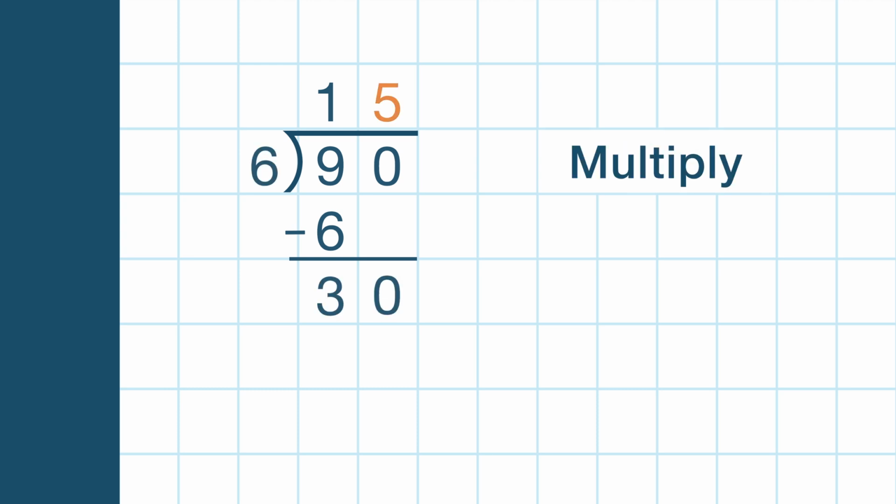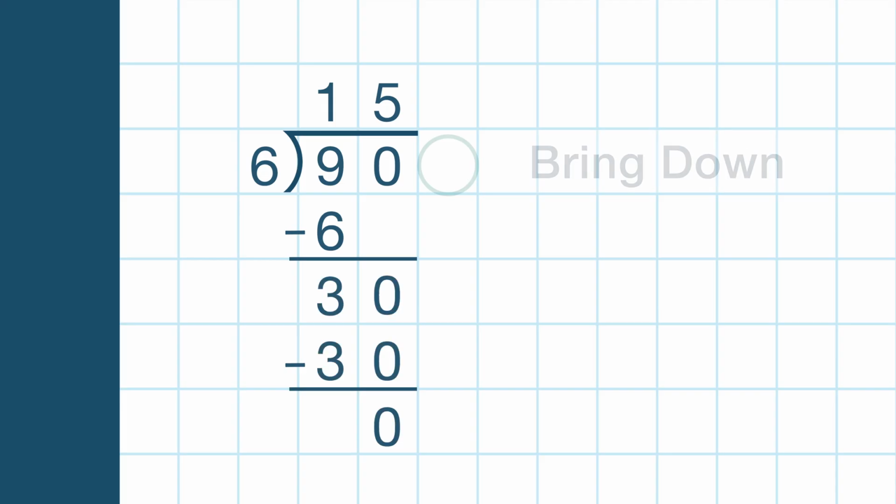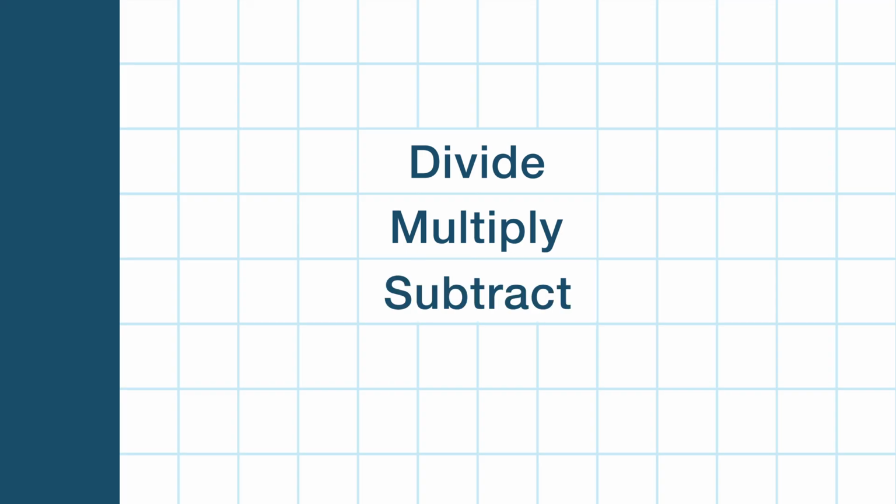Multiply. 5 times 6 equals? It's 30. Subtract. 30 minus 30 equals? Yes, 0. There is nothing left to bring down. The answer is 15. Now you know how to use long division. Remember the 4 steps are divide, multiply, subtract, and bring down.